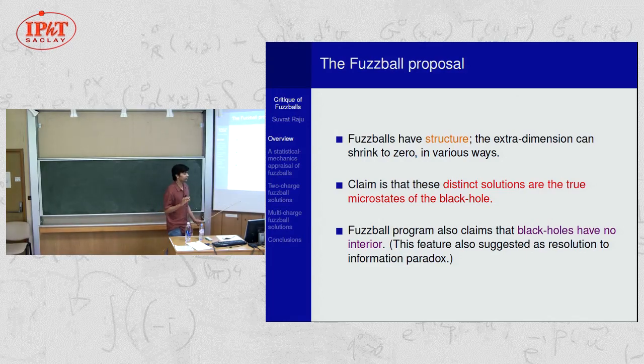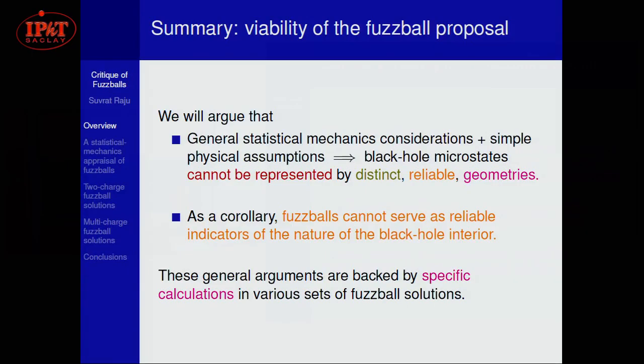But the real question I want to ask is whether by studying these solutions, which is really what we have, these classical solutions, do we gain some insight about the interior of the black hole? Can you, for example, argue that black holes have no interior? Okay. So now this is an outline, a gist of my argument.